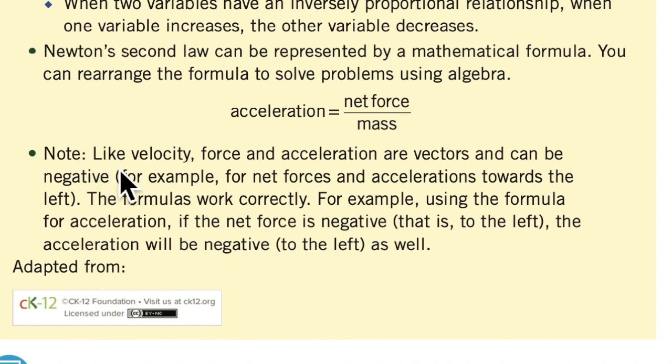Note, like velocity, force and acceleration are vectors and can be negative. For example, for net forces and accelerations towards the left, the formulas work correctly. For example, using the formula for acceleration, if the net force is negative, that is to the left, the acceleration will be negative to the left as well.